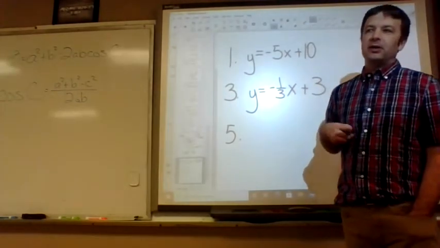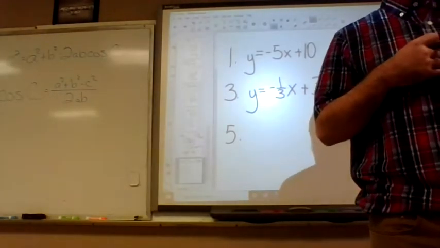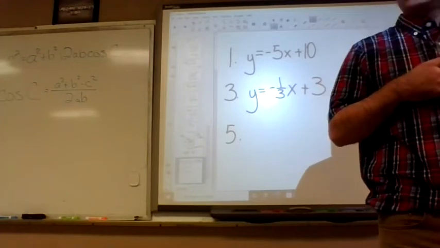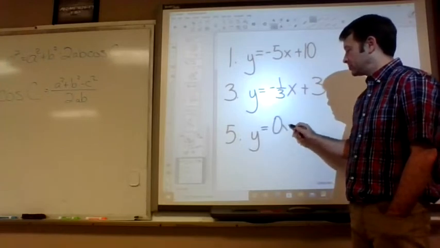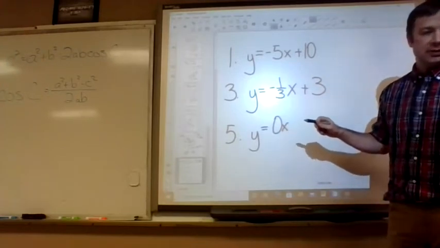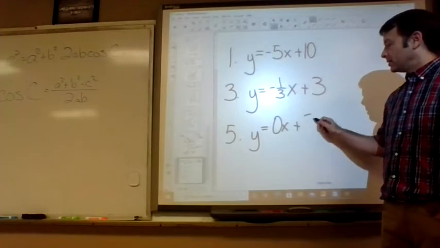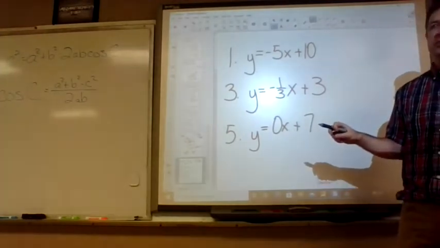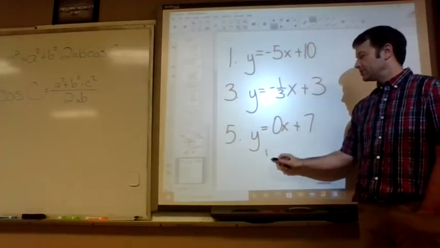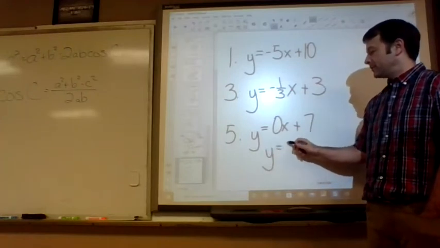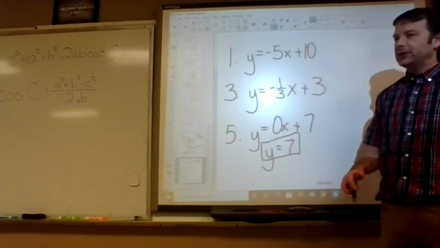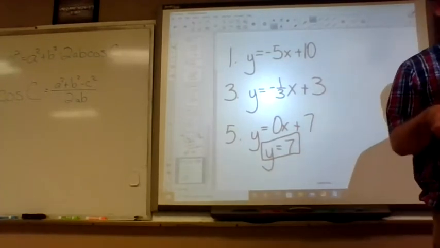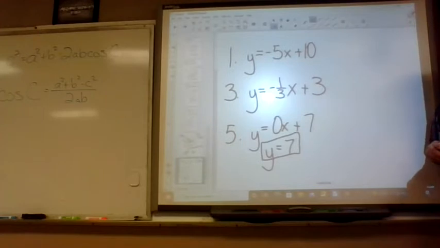Okay. On number 5, what is the slope? 0. So we could put y equals 0x. What's the y-intercept? +7. Okay. There's actually an easier way to write this one though. Y equals 7. The 0x doesn't really count for anything, so the simpler form is y equals 7. Now technically the original one is still right, but if the book ever writes it, they would just write y equals 7.